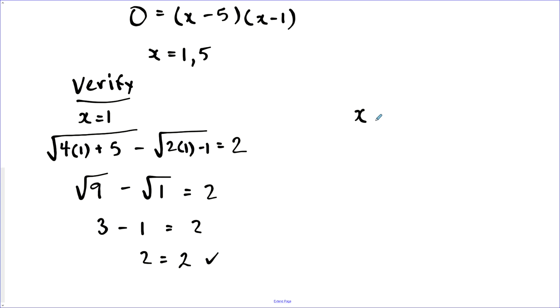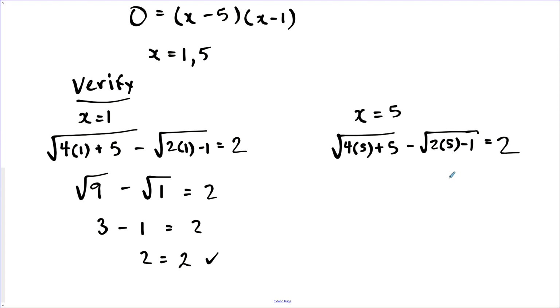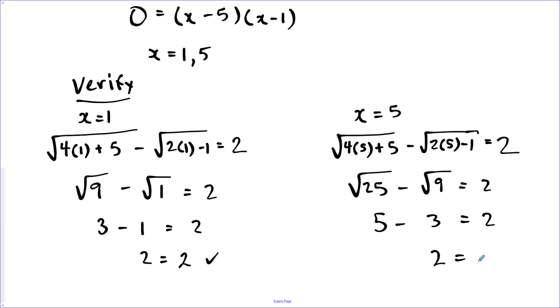Let's verify our other solution that we found, x equals 5. We got the square root of 4 times 5 plus 5, minus the square root of 2 times 5 minus 1, should equal 2. This is 25 altogether, minus the square root of 9, and this would be 5 minus 3 equals 2, and it does equal 2. That means that both of our solutions are good solutions.